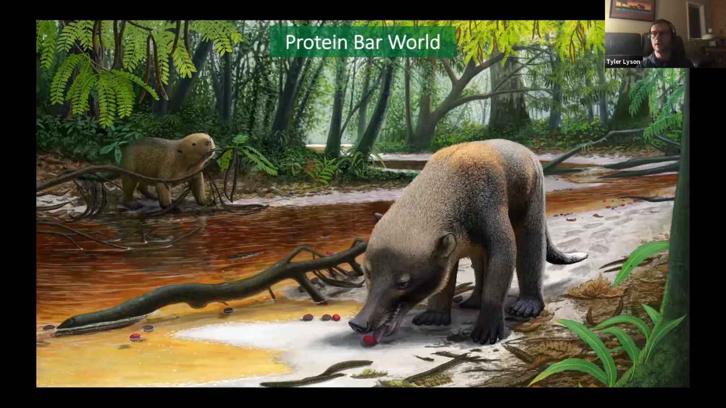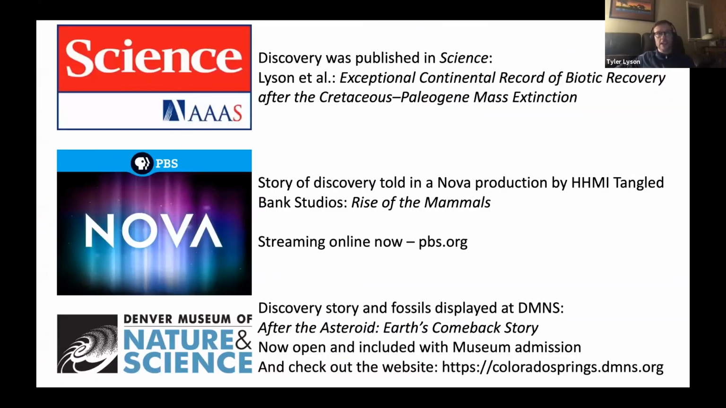The rat-sized mammals that survived the mass extinction. So suffice to say that Ian and I were incredibly excited about this discovery.